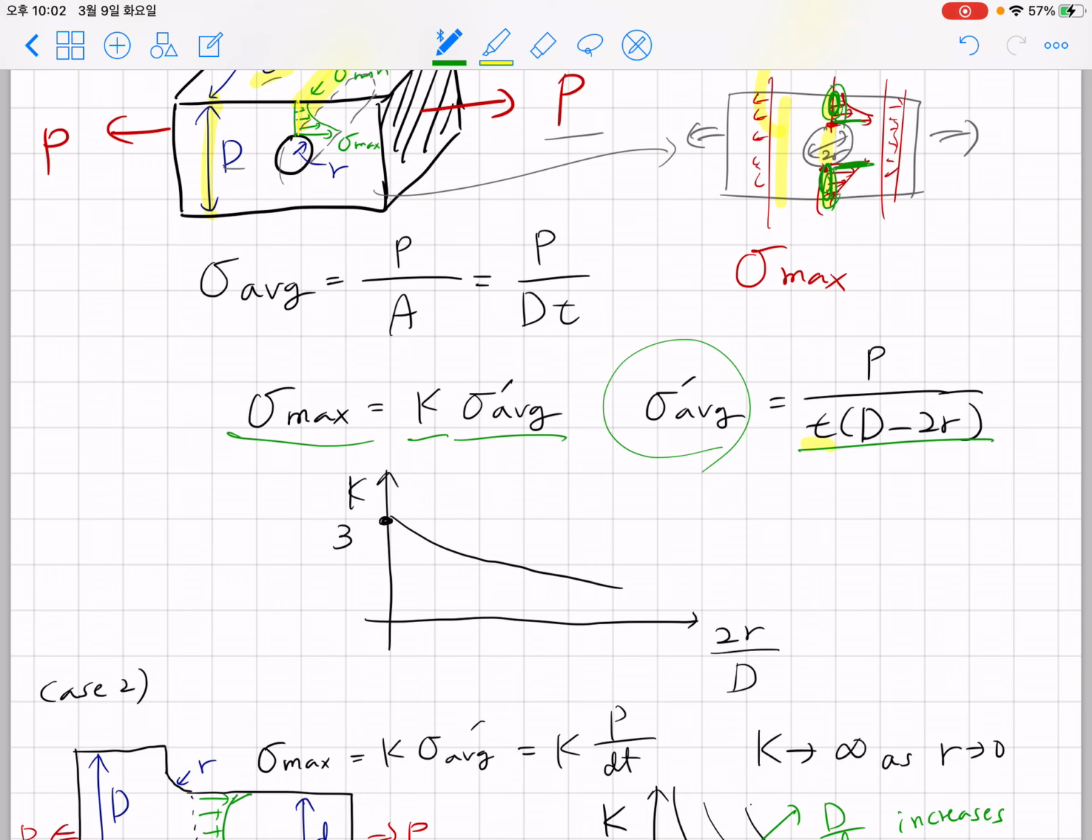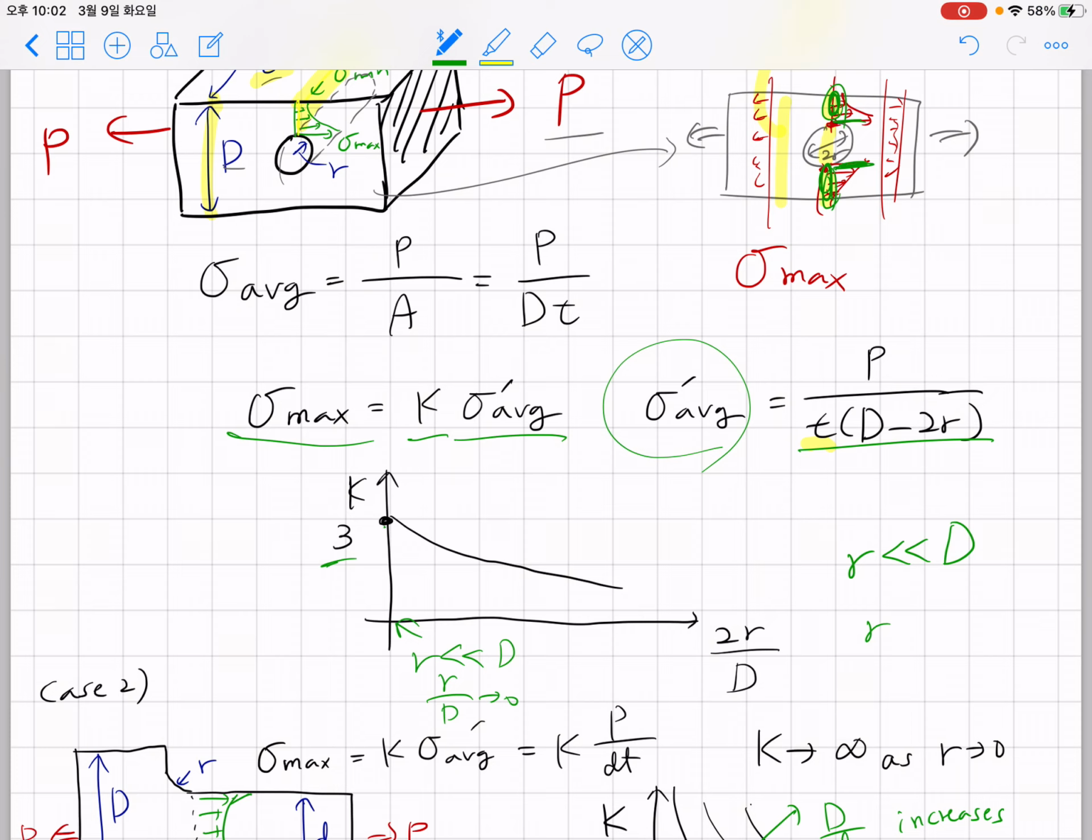Okay, so it's quite interesting when R is much smaller than D, the height of the sample. Actually we can solve this by solving a partial differential equation, and we can get an analytical solution. And we found that K is exactly 3. Okay, however, this is the case when R is much smaller than D, such that R over D approaches 0 and K is 3.